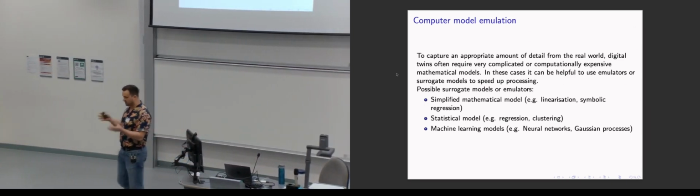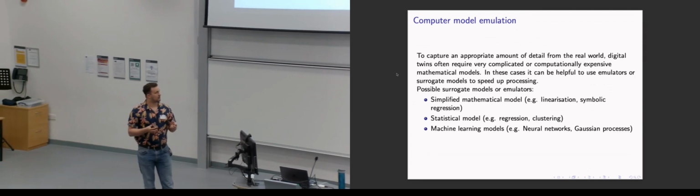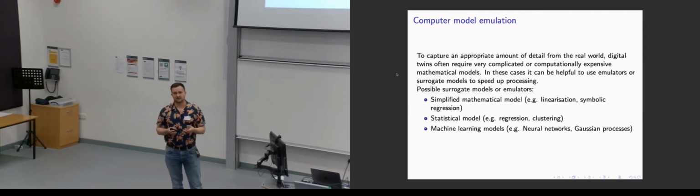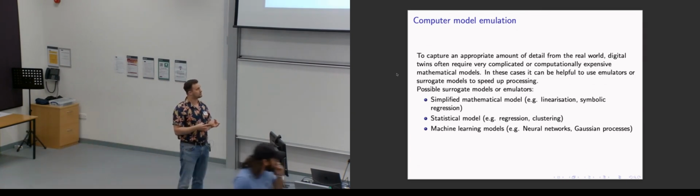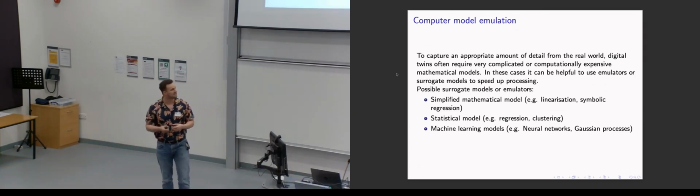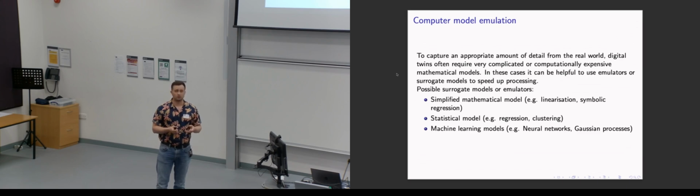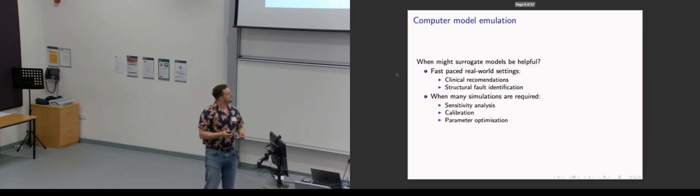So one is that you just simplify your mathematical model. You can linearize, or you could use a process like symbolic regression to learn a simplified version of your mathematical model, still expressed mathematically. Then the other option is moving towards statistical or machine learning models. So you could do a regression emulator, or if you want something a little bit more fun, you do a Gaussian process emulator, which is what we'll be talking about today.